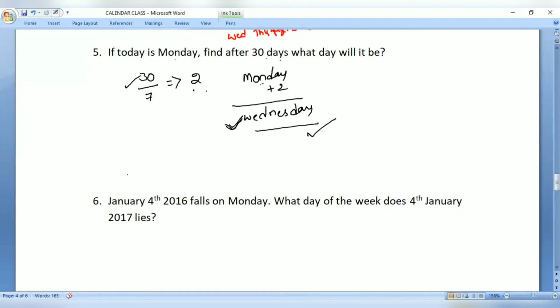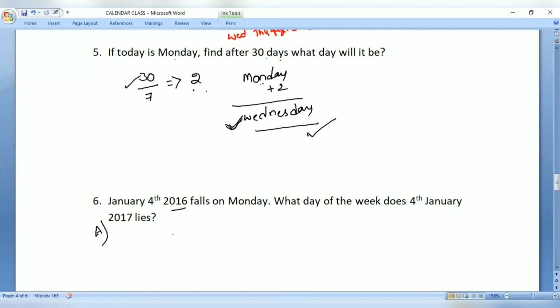Next, January 4th, 2016 falls on Monday. What day of the week does 4th January 2017 lie on? Normally we can say whether 2016 is a leap year or not. Leap year means generally it should fall on Tuesday. Since it is a leap year, it is becoming Wednesday. But how do we take it in a general manner?